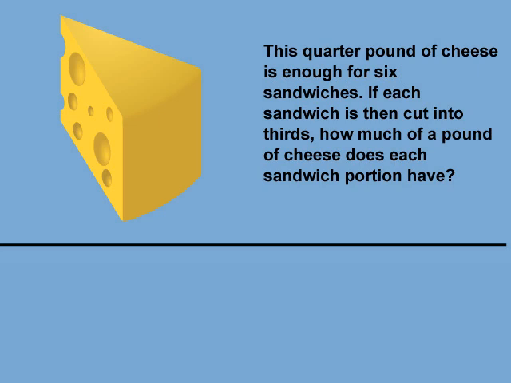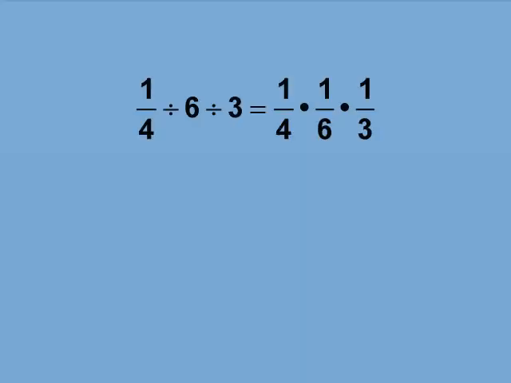We end up with this expression, 1/4 divided by 6 divided by 3. Change the whole number division into fraction multiplication. The division by 6 becomes multiplication by 1/6. The division by 3 becomes multiplication by 1/3. Since there are no common factors greater than 1 in the numerators and denominators, simply multiply the fractions. The result is 1 over 72.